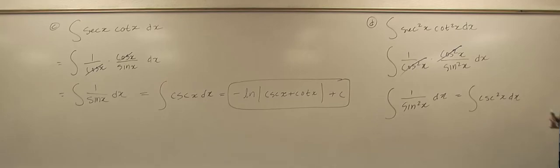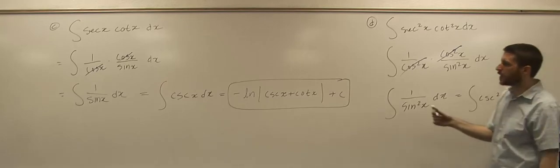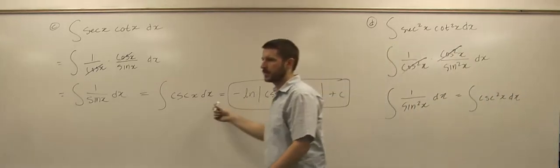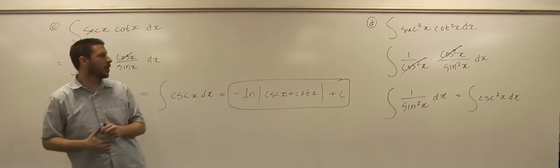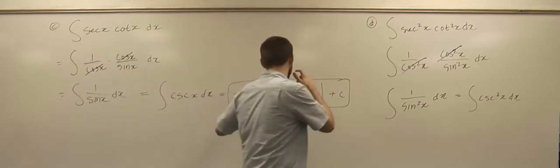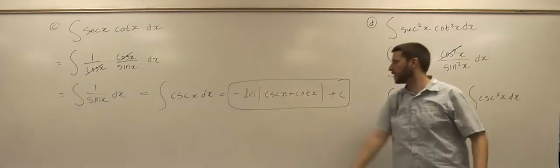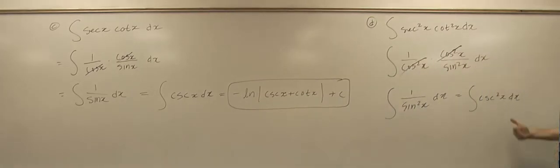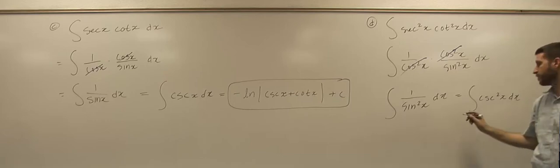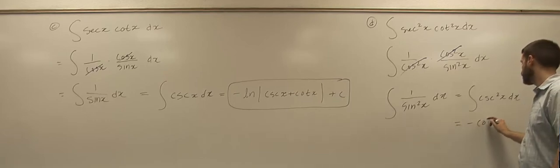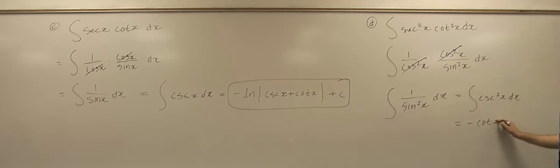Now be careful, if you're doing the integral of cosecant squared, you don't need this huge mess. We knew the integral of cosecant squared before we even knew what natural log was. The integral of cosecant squared is negative cotangent, because the derivative of cotangent is negative cosecant squared.